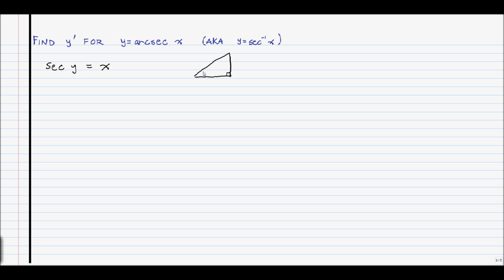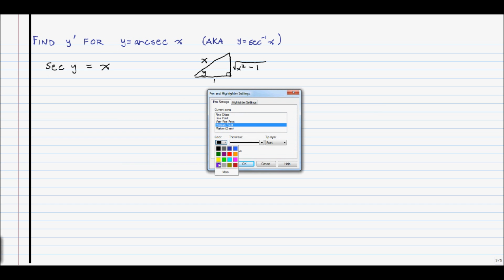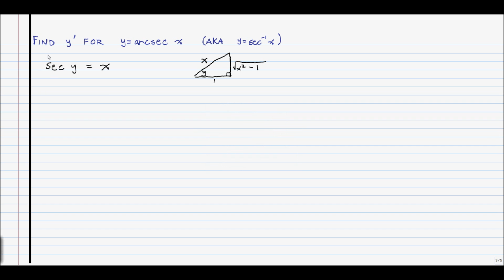So this says the angle y has secant, which is hypotenuse over adjacent, x over 1. It's not hard to figure out from there, doing the Pythagorean Theorem, that the missing side on this triangle is the square root of x squared minus 1. So again, look at it for a second, think about it. 1 squared plus that thing squared gives you x squared. So now that we've got that the secant of y equals x, and we've got the triangle that has all the pieces we might actually need, we can go ahead and differentiate it.